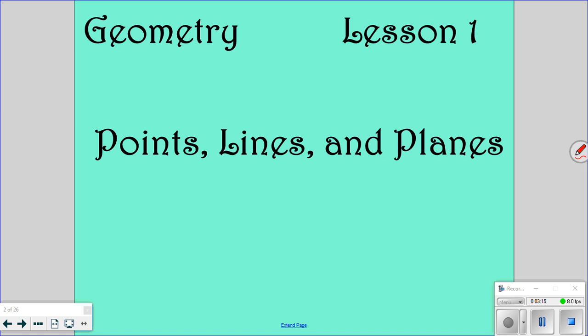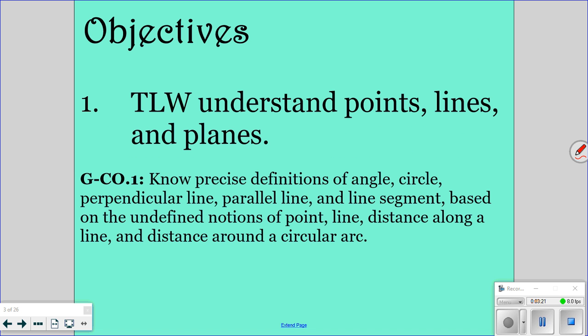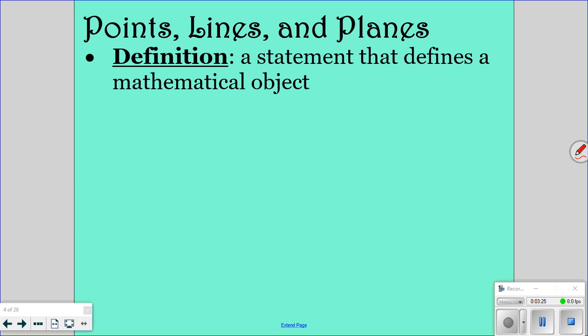Alright, so we're looking at lesson 1 today in geometry, points, lines, and planes. Hopefully after the lesson you'll understand points, lines, and planes. So definition. The term definition means that it's a statement that defines a mathematical object. And we're going to be looking at a lot of definitions throughout the year.